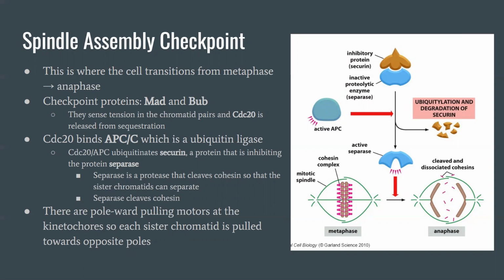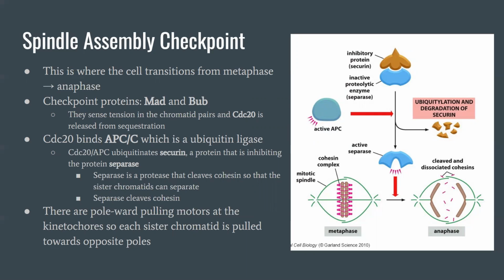of the cell. So the two proteins we have here are MAD and BUB. They are two checkpoint proteins. What they do is they sense tension in the chromatid pairs. When the cell is ready to pull them apart, they sense tension in the microtubules that are ready to pull the sister chromatids apart. When they sense this tension, CDC20 is released from sequestration. And then when CDC20 is released, it binds to APC/C, which is just APC for short.